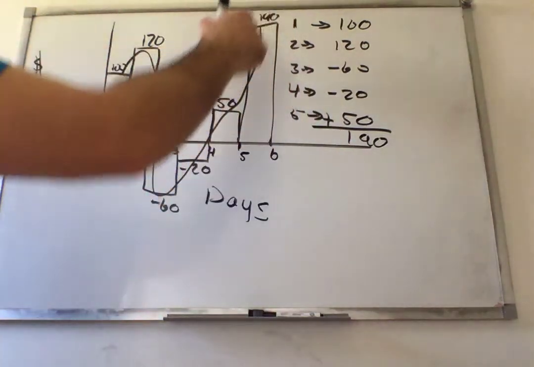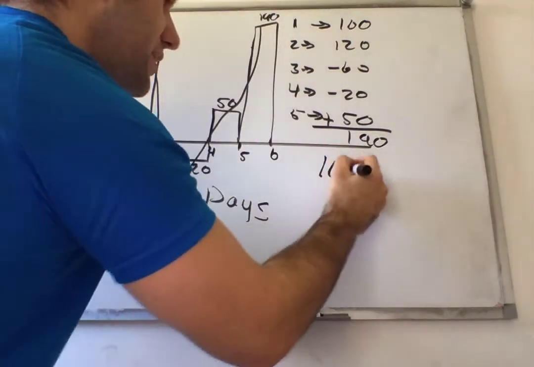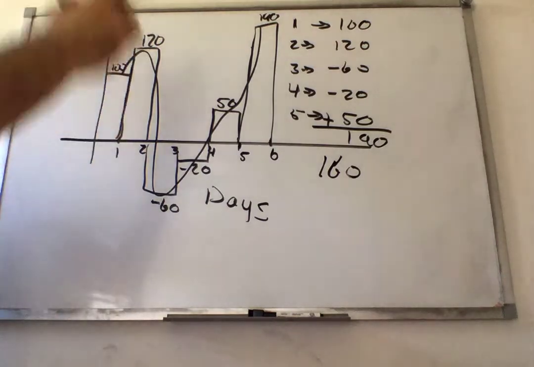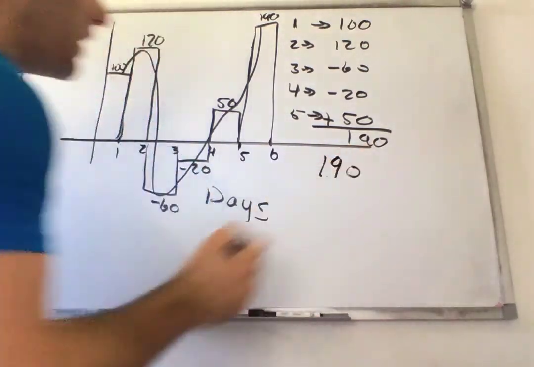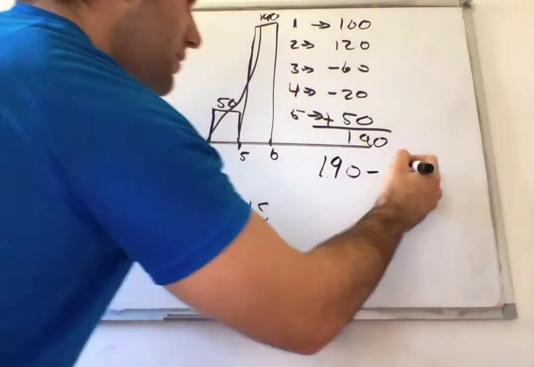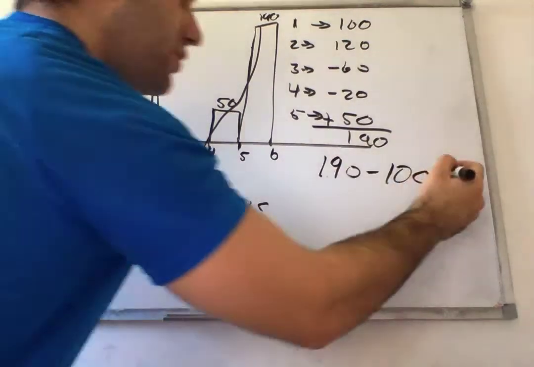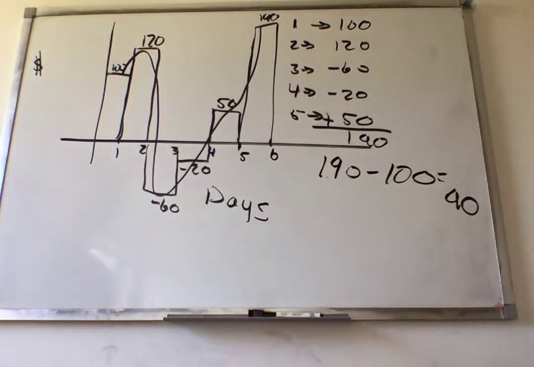So I take the value at my one endpoint. We have $160 that day. We don't do anything. We check our bank account. We have 190. Sorry, not 160, 190. Minus, this would be like my f of a here, 100. That is a net change of $90.